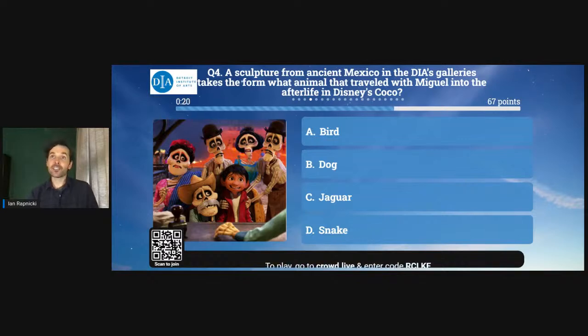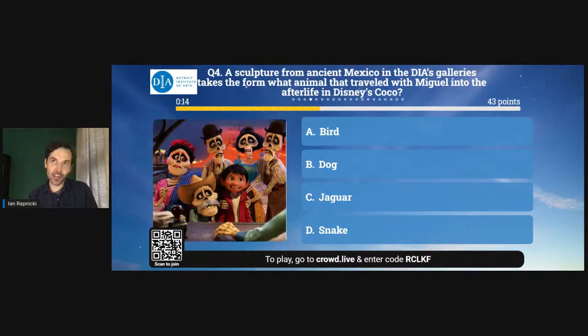So the DIA has a sculpture in our ancient Mexican galleries that takes the form of an animal, the same animal that traveled with Miguel into the afterlife in the film Coco. Is that animal a bird, a dog, a jaguar, or a snake?